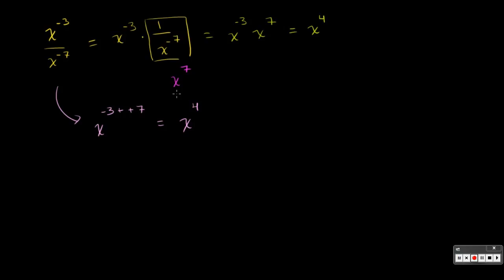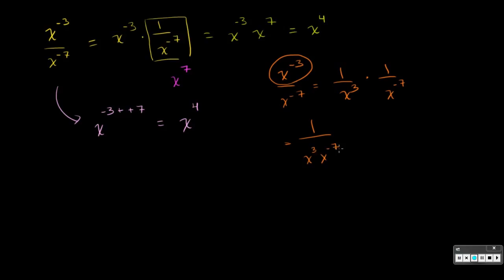And then one final way we could have, actually there's more than one final way we could have done this. You could have said x to the negative 3 over x to the negative 7. Well, x to the negative 3 is the same thing as 1 over x to the 3rd, that's that term right there, times 1 over x to the negative 7. So this would have been equal to 1 over x to the 3rd times x to the negative 7. You can add the exponents, so that's equal to 1 over x to the 3 minus 7, which is x to the negative 4.